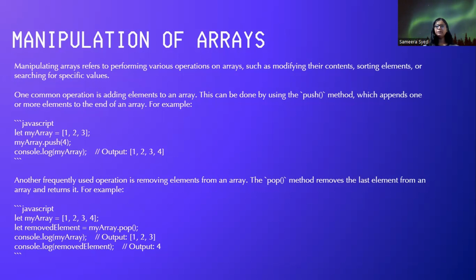Another frequently used operation is removing elements from an array. The operation used to remove elements from an array is the pop operation. Now, let's look at another example. Let myArray be equal to 1, 2, 3, 4. Let removedElement be equal to myArray.pop. We get the output as 1, 2, and 3.